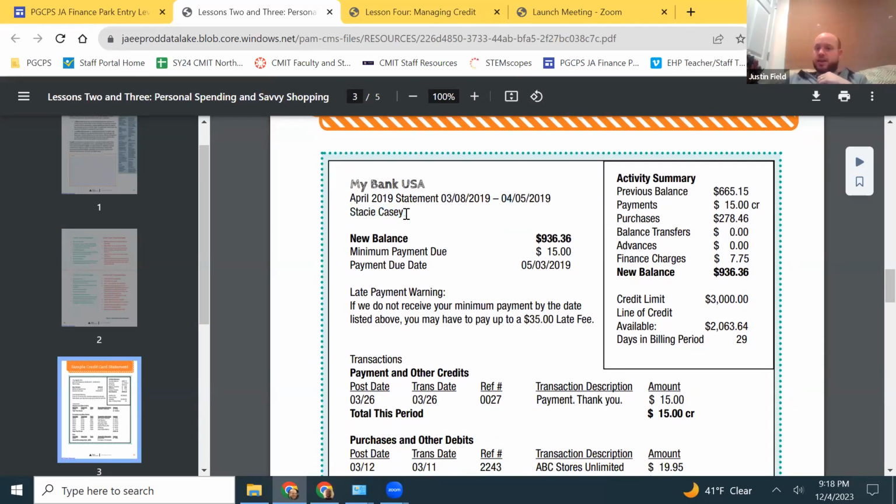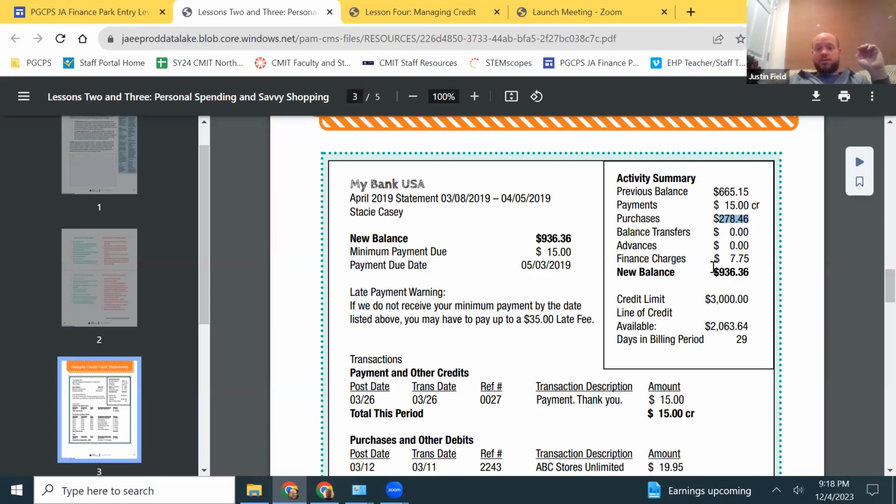Stacy Casey, that's the person's name. New Balance, that is the amount Miss Stacy Casey owes the bank. She can pay $15, but if she pays $15, that's not going to help anything. You see her previous balance was $665. She can make a $15 payment. She purchased this much; that much is what she purchased this month.